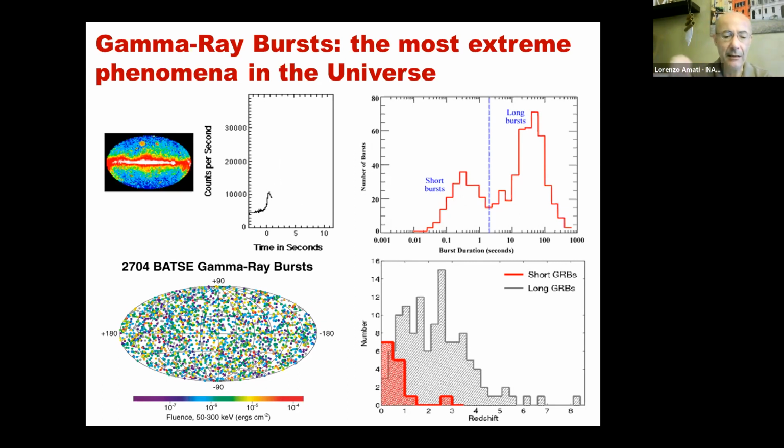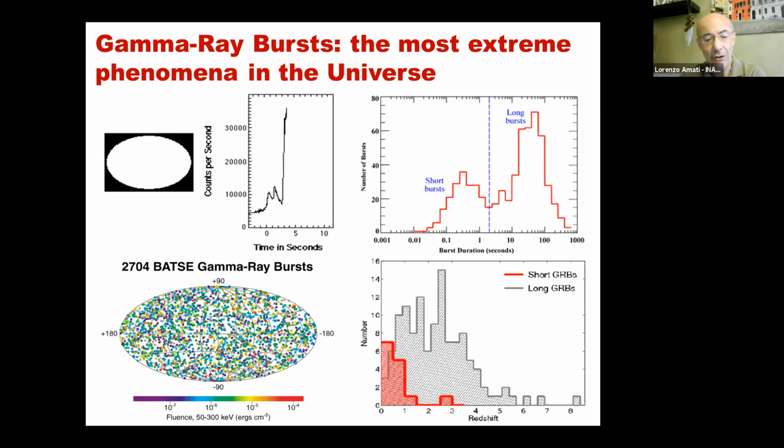The afterglow can instead be detected from the X-rays down to the optical, near infrared and the radio. And through absorption spectroscopy or direct imaging of the host galaxies of these events, it was possible to establish in the end that the distance scale is cosmological, and long gamma ray bursts have been detected up to a redshift of more than 9, which means a few 100 million years after the Big Bang. And the radiated energy is huge.